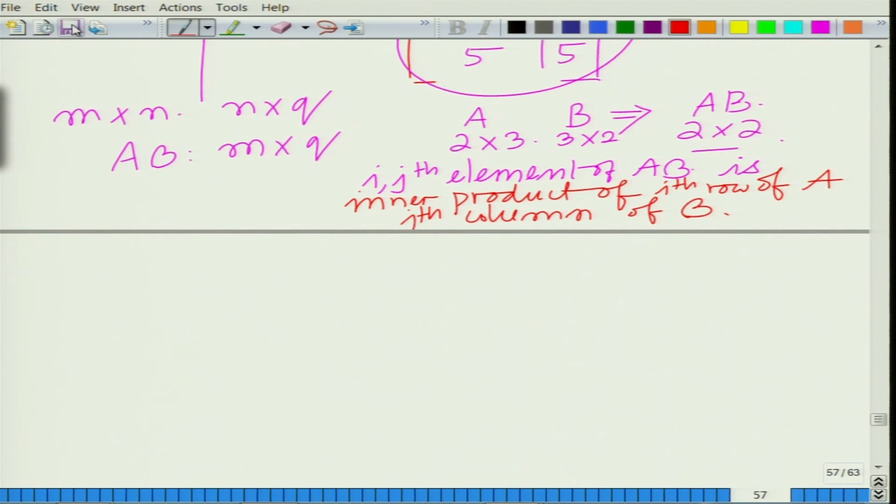So we will stop. With this, we have looked at the basics of matrices, introduction, properties of matrices, addition, scalar multiplication, multiplication of matrices, and so on. So let us stop this module here and we will continue in the next module.